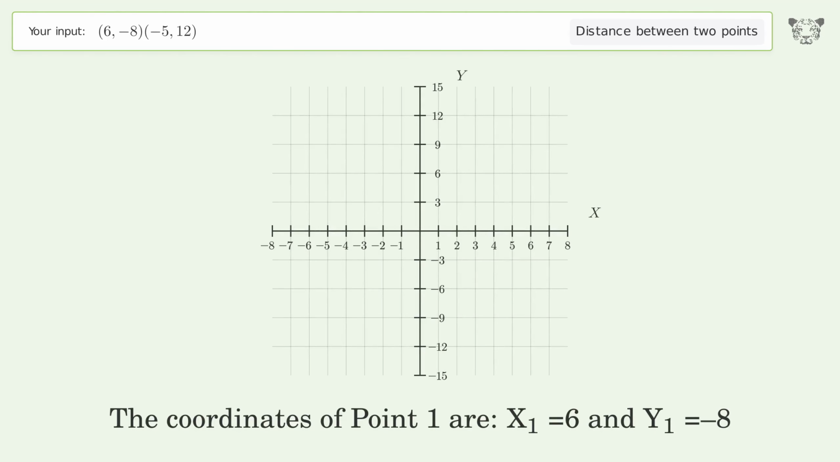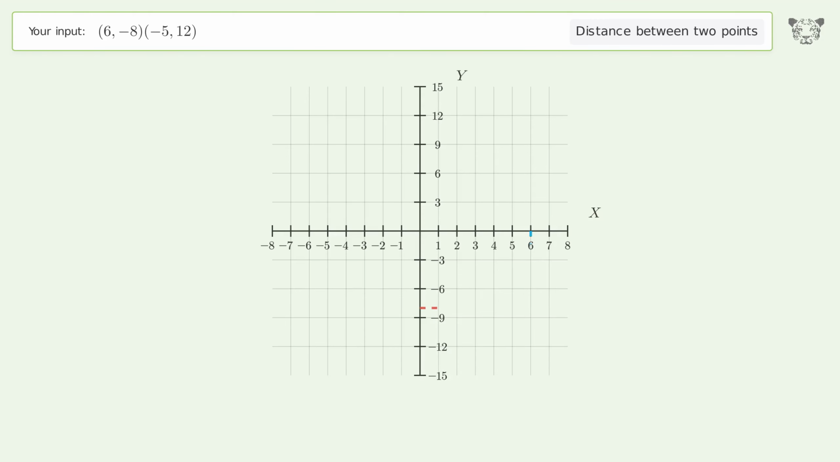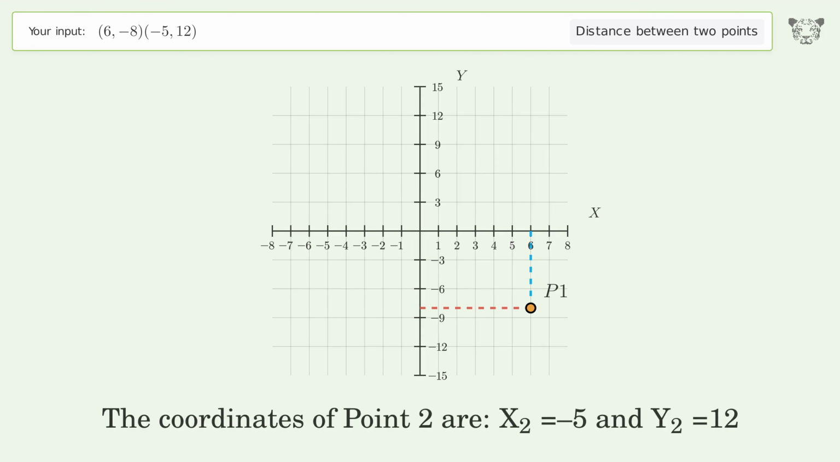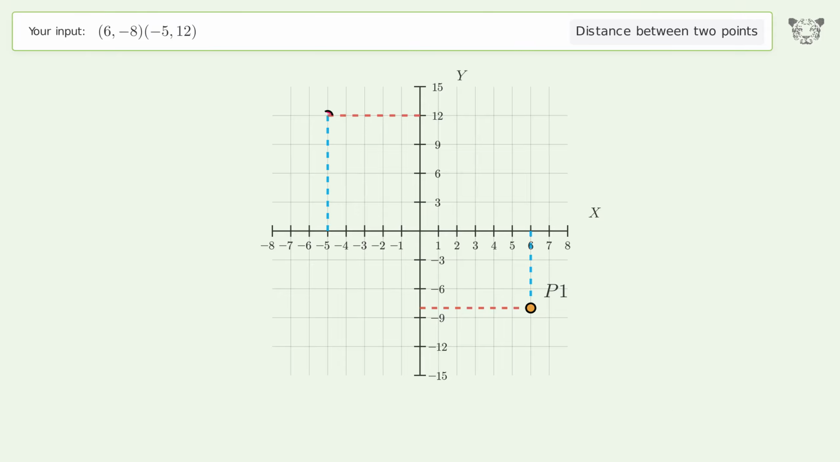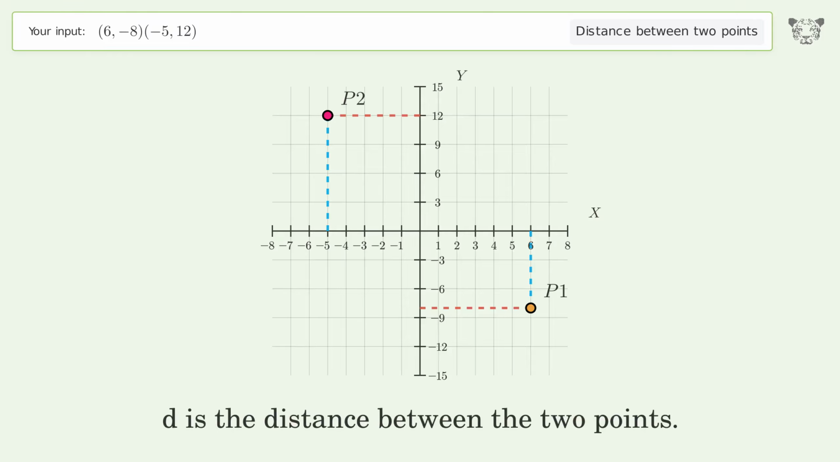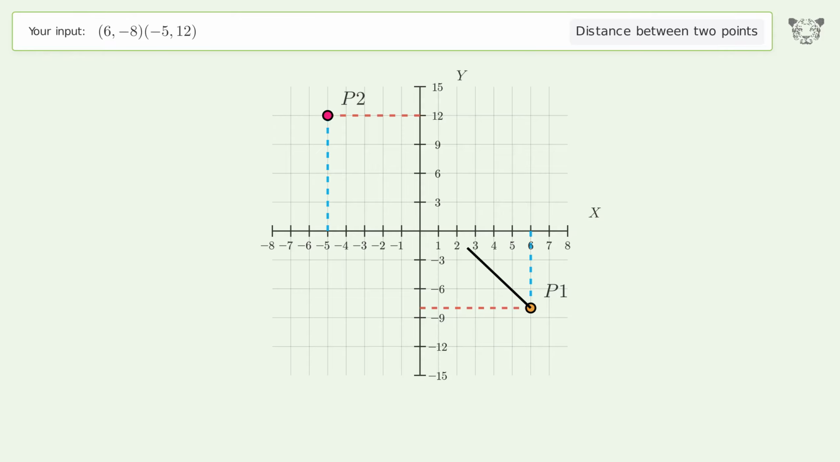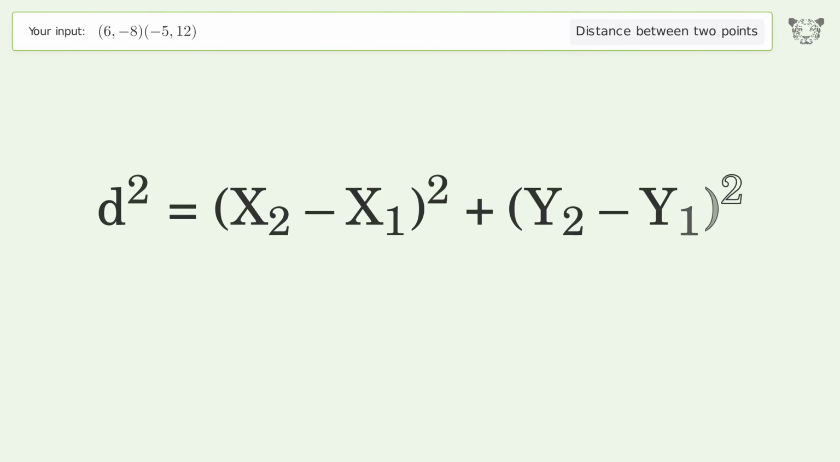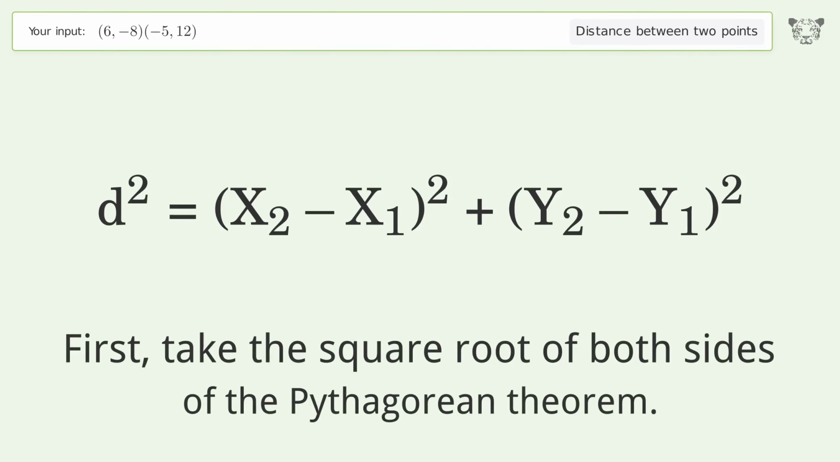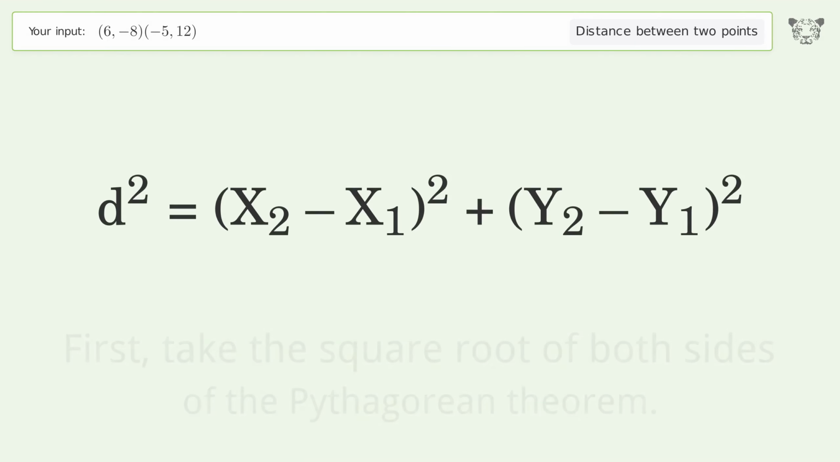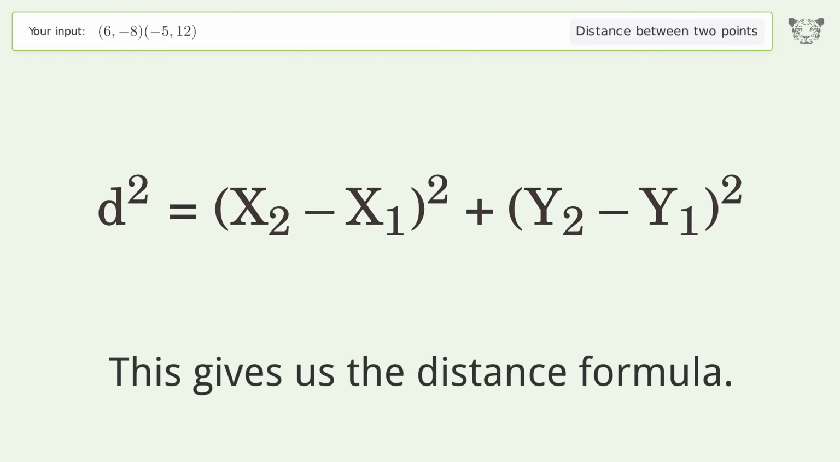The coordinates of point 1 are x1 equals 6 and y1 equals -8. The coordinates of point 2 are x2 equals -5 and y2 equals 12. D is the distance between the 2 points. First, take the square root of both sides of the Pythagorean theorem. This gives us the distance formula.